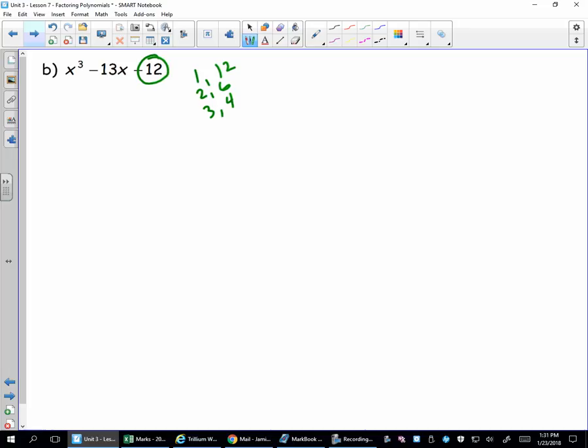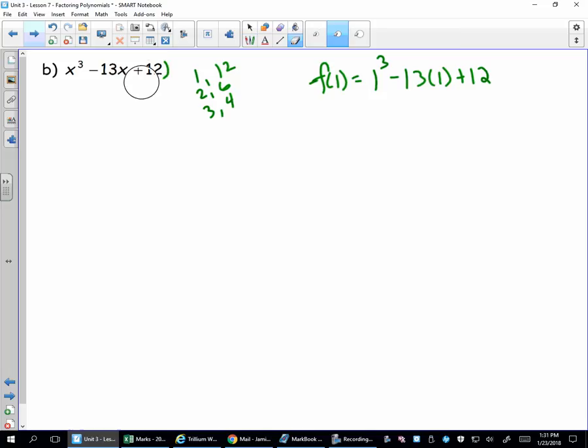So let's try one. I always start with the easy ones first. So we'll try f at 1. We're aiming for a remainder of 0. Well, 1 cubed minus 13 times 1 plus 12, it's a plus, it's hard to see there. Comes out to, hey, 0, perfect. We've already figured out our coefficient right off the bat.